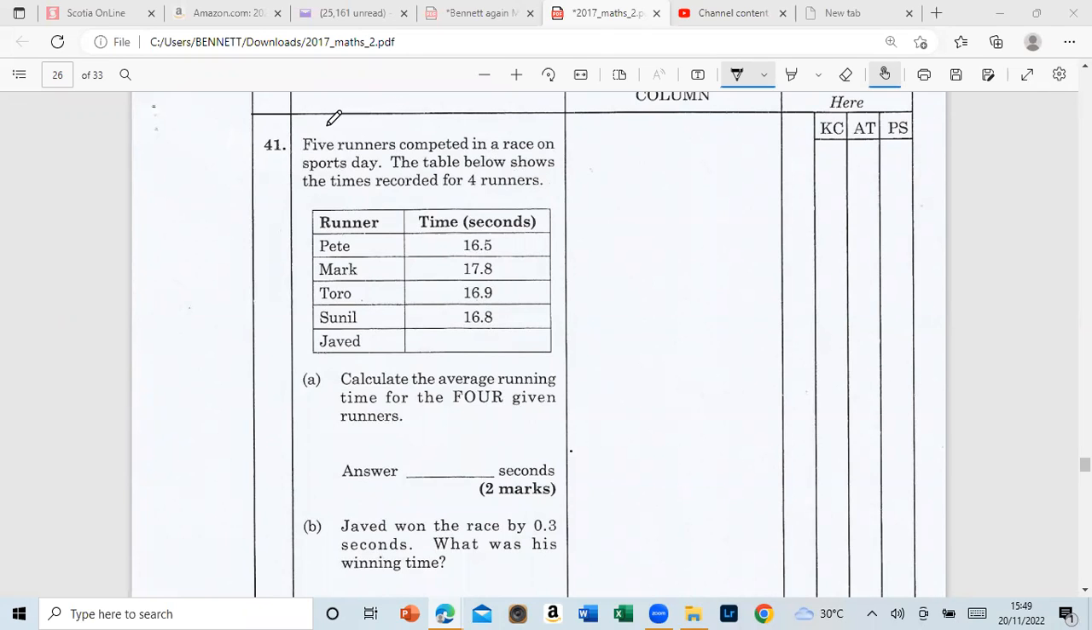Alright, so let's look at this one. It says 5 runners competed in a race on sports day. The table below shows the times recorded for 4 runners. First, it says calculate the average running time for the four given runners. Alright, so let's go. Pete ran 16.5, Mark ran 17.8, Thor ran 16.9, and Sunsil ran 16.8.